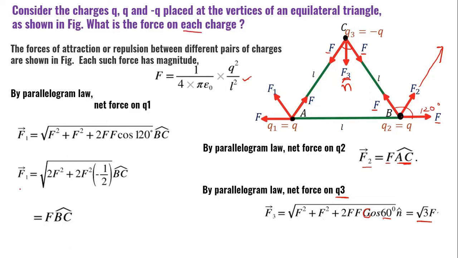So what are they? F1 will be F in the direction of BC. F2 will again be equal to F, whose magnitude will be this much, but the direction you have to mention is along AC. Similarly, the force F3 will be root 3 times this magnitude. So mind it, here for F you have to put this value, 1 upon 4 pi epsilon naught q square by L square, and its direction will be the unit vector, normal vector, pointing in this direction. With this, we have solved this question. I hope you have understood all the steps.